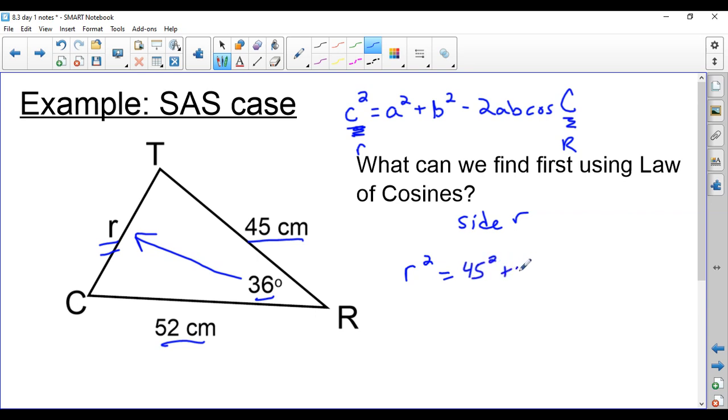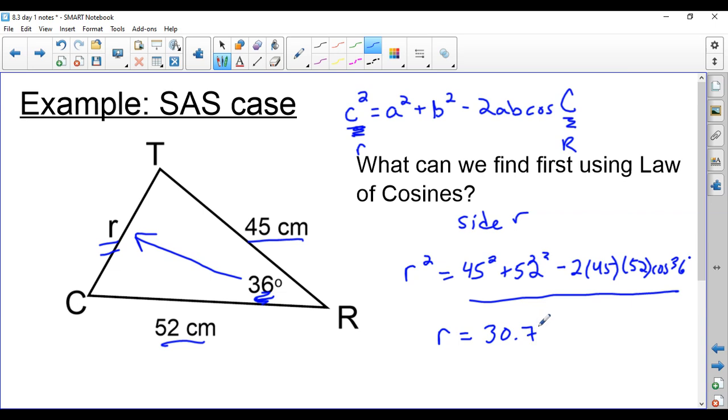45 squared plus 52 squared minus 2 times 45 times 52 times the cosine of angle R, which is 36 degrees. Again, you're going to make sure that your graphing calculators are in degree mode in order to do this because all angles are given in degrees. You're also going to make sure you can type all of this in your calculator in one step. That's R squared. Don't forget to take the square root of your answer at the end. And in this case, you should get that R is 30.71 centimeters. For today, we're just going to find one missing side or angle, and you're going to do this work on Delta Math.